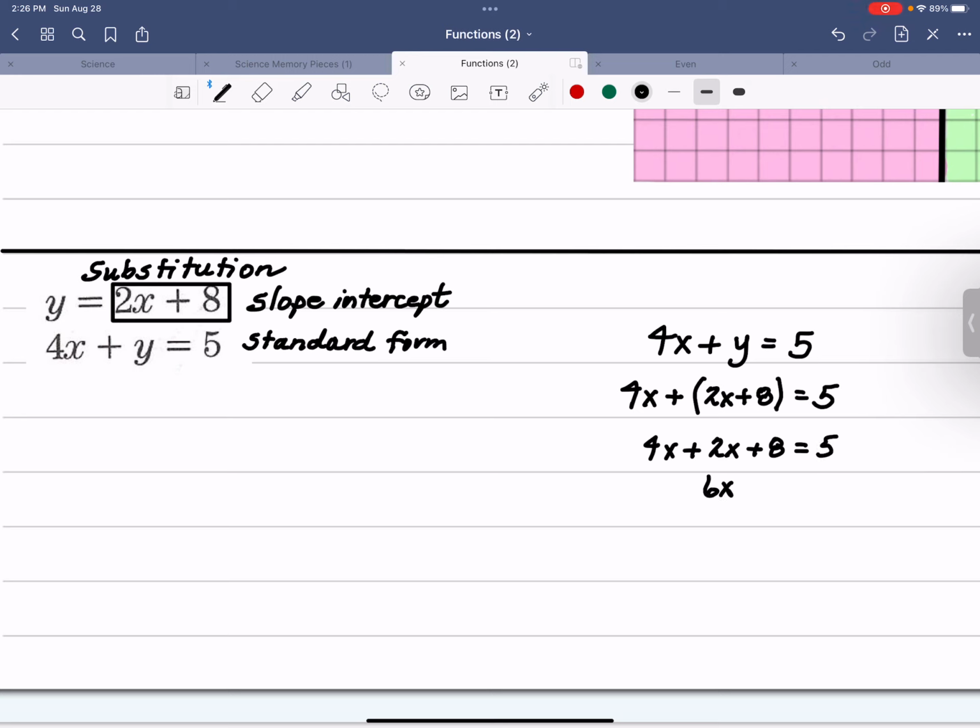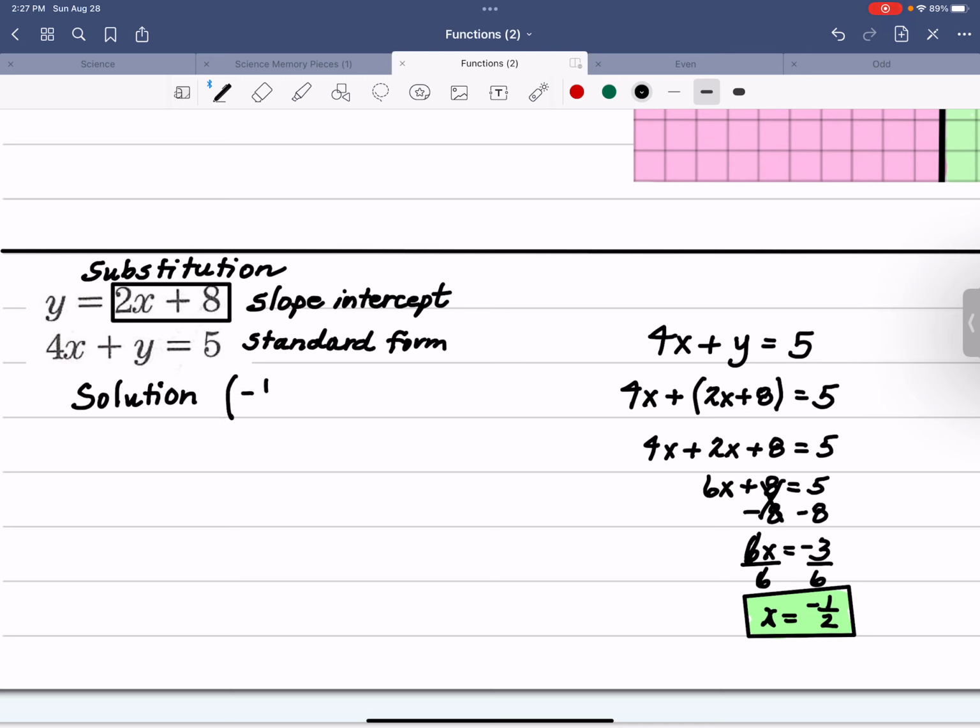So 6x plus 8 is 5. Move the 8. Cancel. 6x is negative 3. So 6 divided on both sides gives me x equals negative 1/2. That is the x part of the coordinate. Because remember, the solution to a system is a point. So we know the x is negative 1/2.